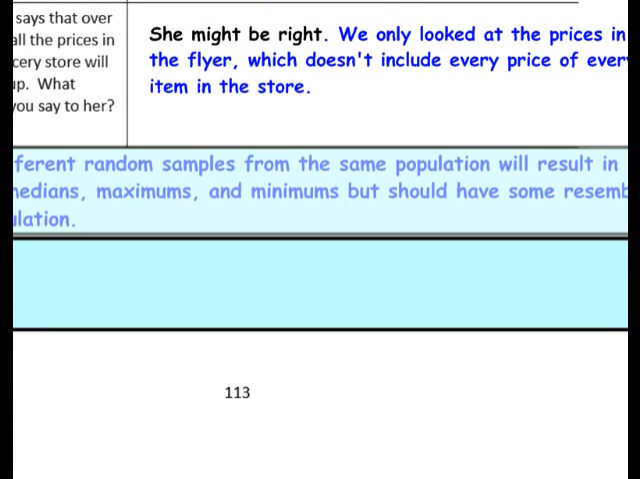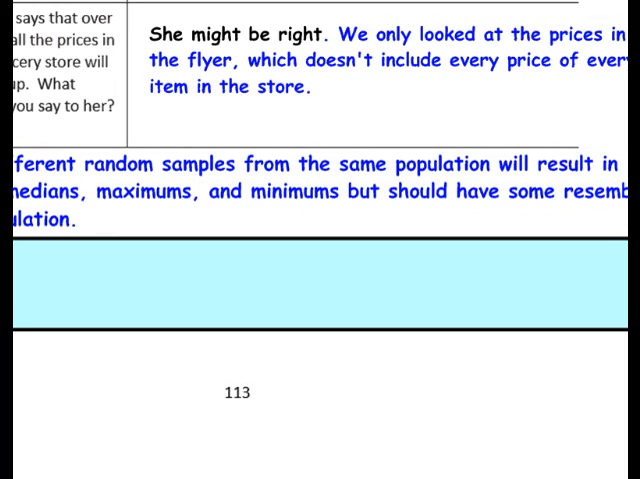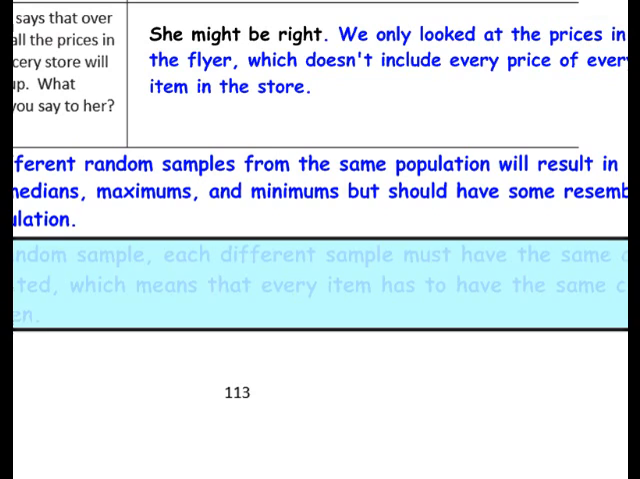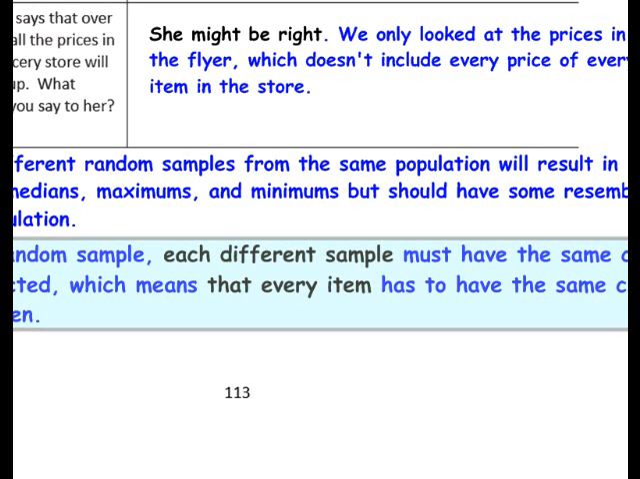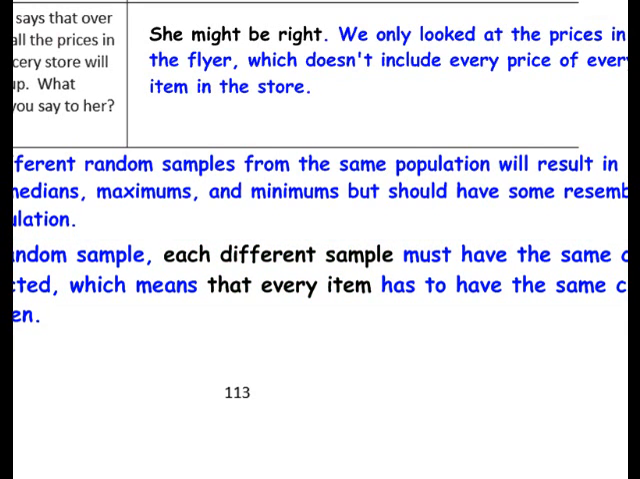In this lesson, we have learned different random samples from the same population will result in different medians, maximums, and minimums, but should have some resemblance to the population. Also, to be a random sample, each different sample must have the same chance of being selected, which means every item has to have the same chance of being chosen.